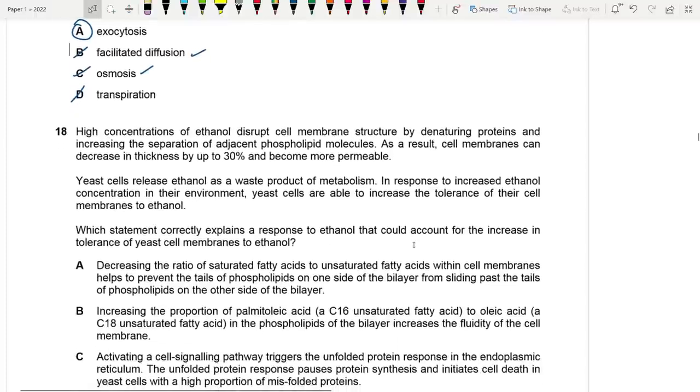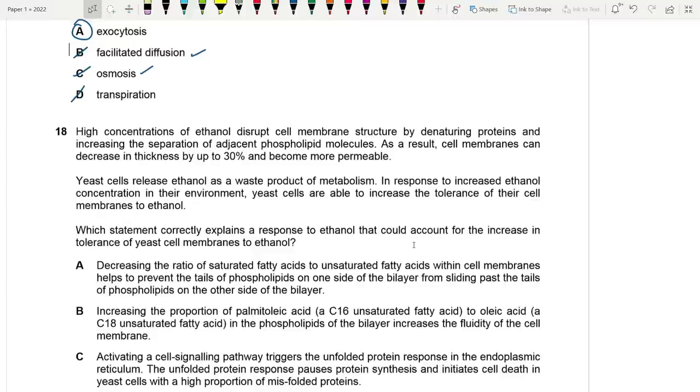High concentrations of ethanol disrupt cell membrane structure by denaturing proteins and increasing the separation of adjacent phospholipid molecules. As a result, cell membranes can decrease in thickness by up to 30% and become more permeable. Okay, so when the separation between adjacent phospholipid molecules increases, thickness decreases and it becomes more permeable.